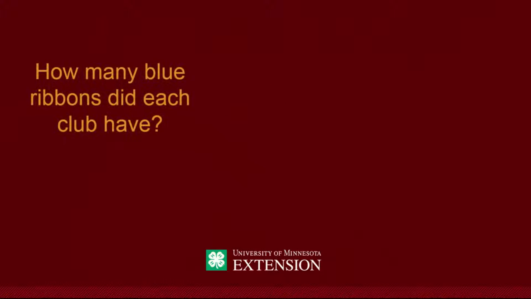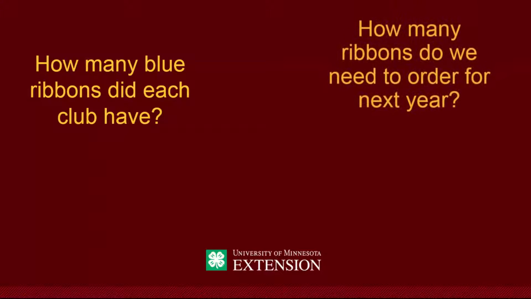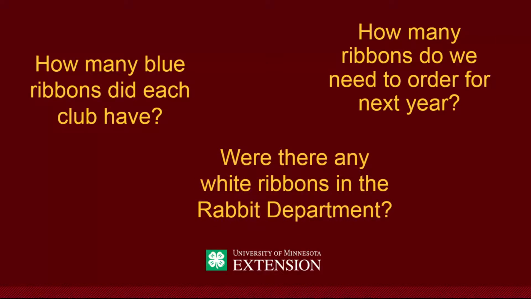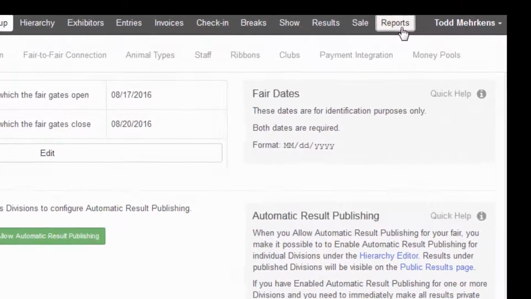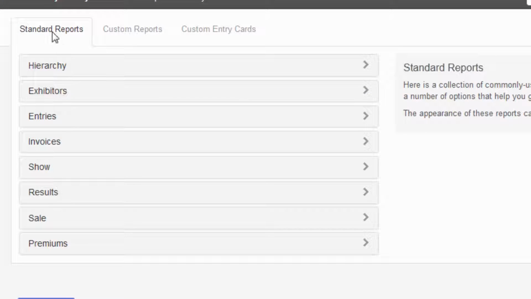Are you looking for grouped, summarized, and filtered data? Then check out how you can use the ultra cool power of Excel's pivot tables with the FairEntry Results for Media Excel file. We start in FairEntry, click on Reports, and then Standard Reports.